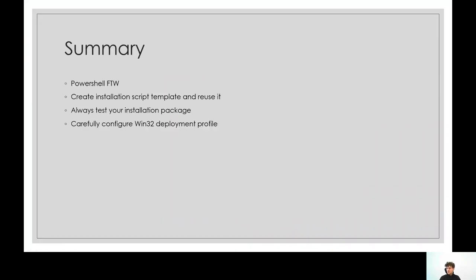So to summarize, PowerShell for the win. Thanks to PowerShell, I can install software in a controlled environment with my exit code, which is very useful as you've seen in deploying Win32 apps. When you create one installation script, all the work you need to do is change parameters, which are application name and installation arguments, and it speeds up the whole deployment process very much.